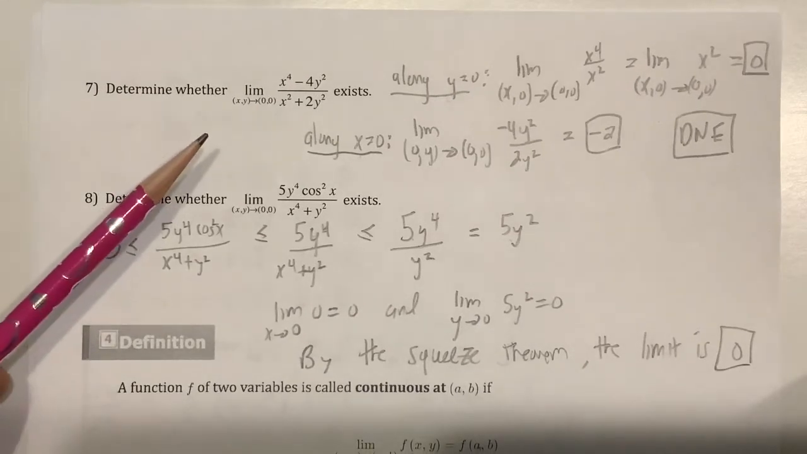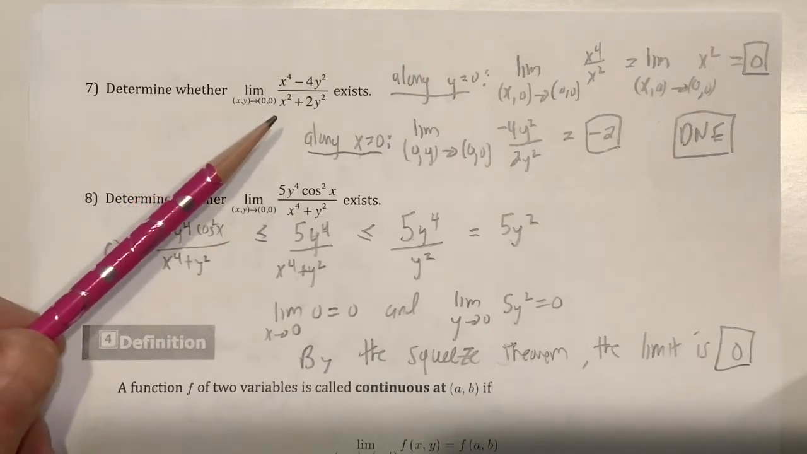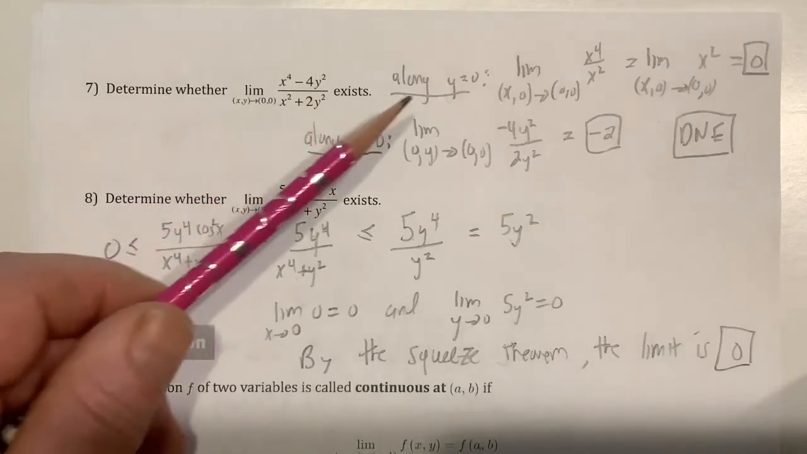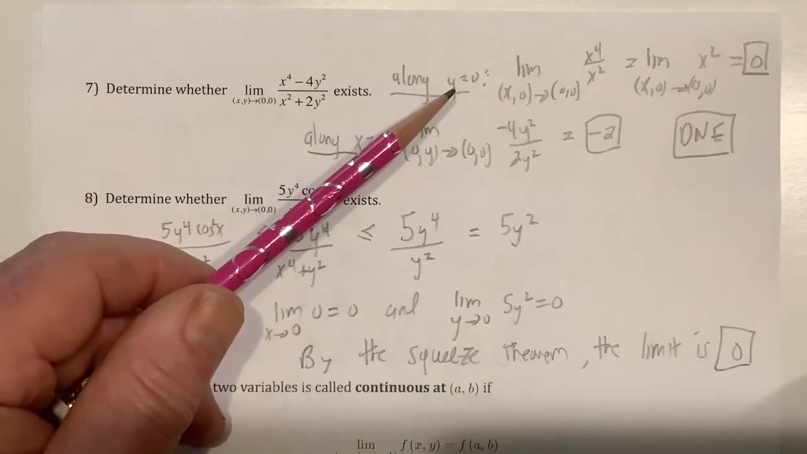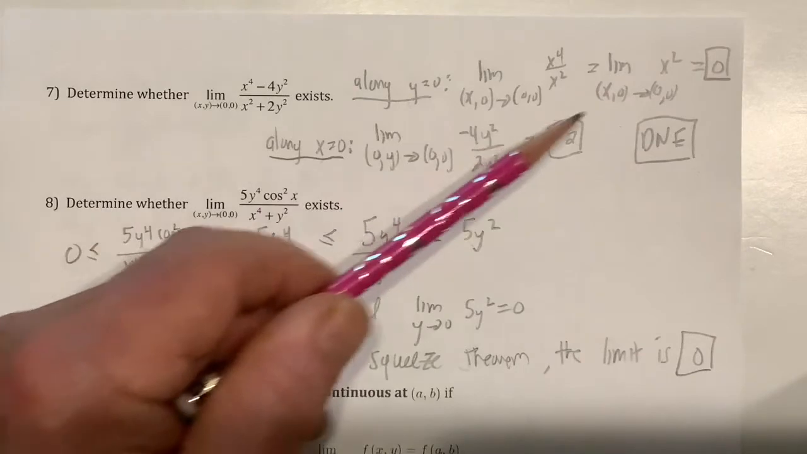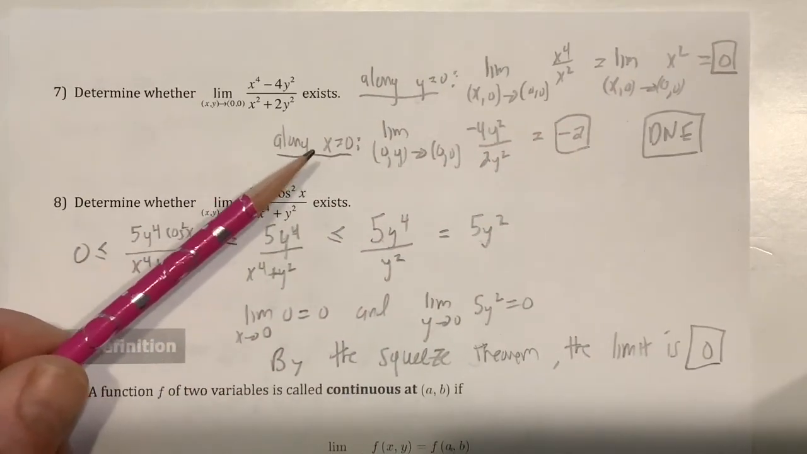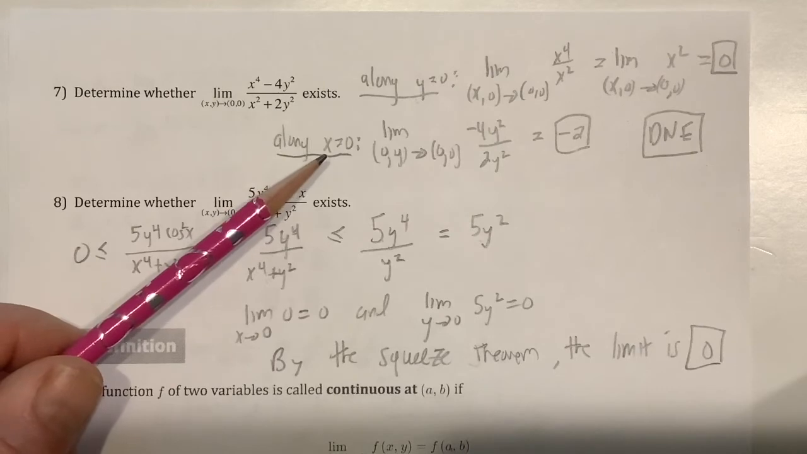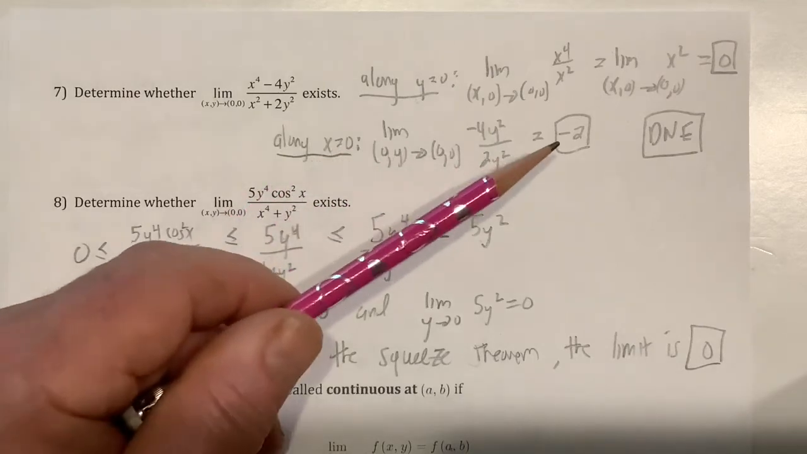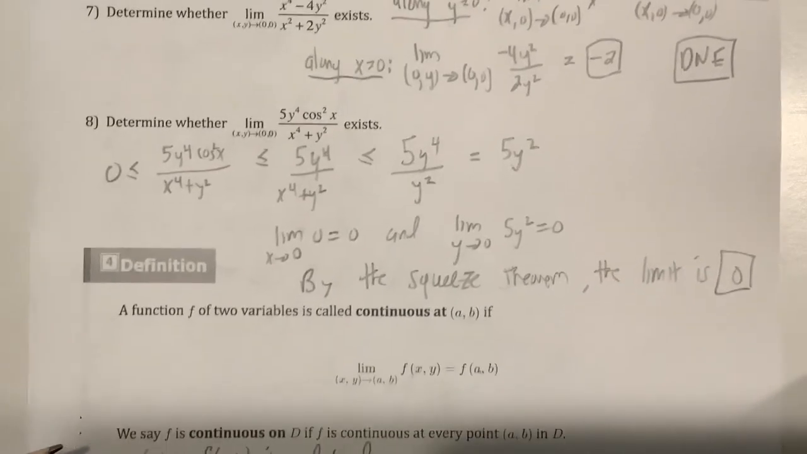It's actually easier to show that a limit doesn't exist than it does. This turns out not to exist because if you pick a path along y equals 0, which would be the x-axis, you see that your limit gives you 0. But if you pick a path along the y-axis, which is x equals 0, then you get -2. So since you found two different paths which give you different values, the limit does not exist.